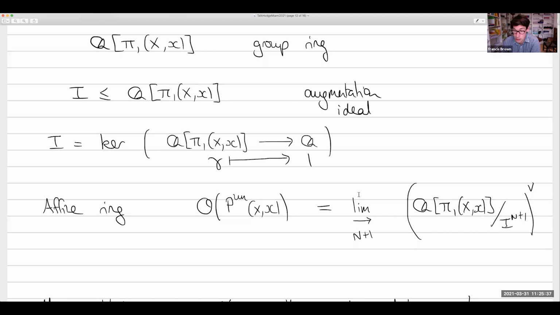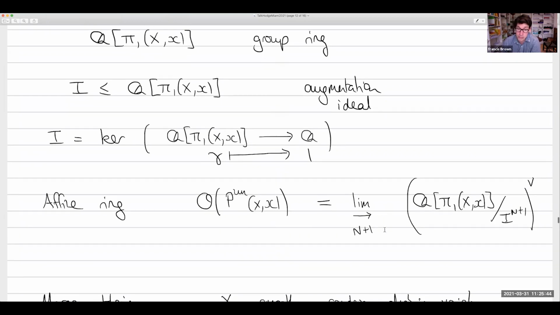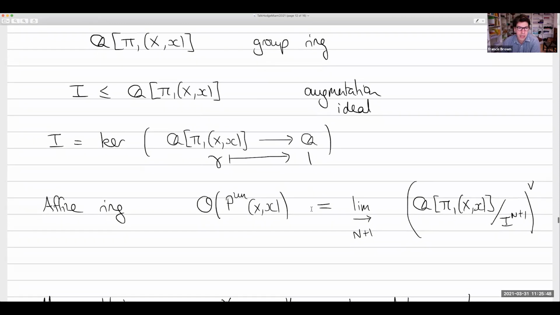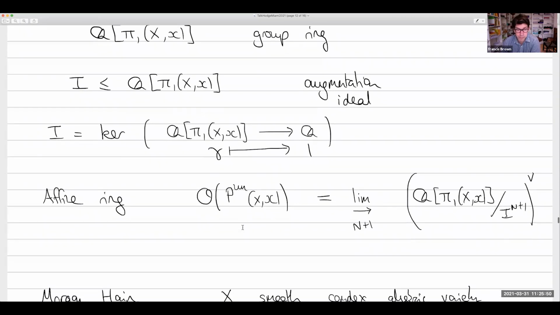So you need to check a lot here. You need to check it's a commutative ring. You need to check it's a Hopf algebra. And so it's in fact a commutative connected Hopf algebra. And so its spectrum is an affine group scheme.